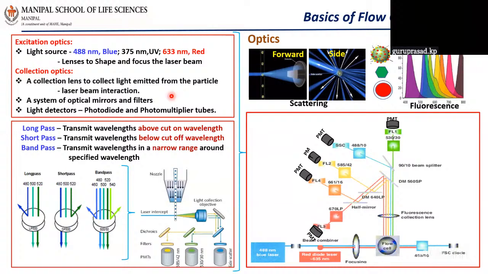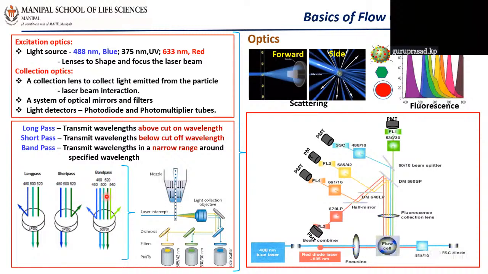These collection optics are actually systems made up of filters and mirrors. They serve a dual purpose: they act as mirrors and as filters. There are three kinds of filters generally used in the machines: long pass filters, short pass filters, and band pass filters.